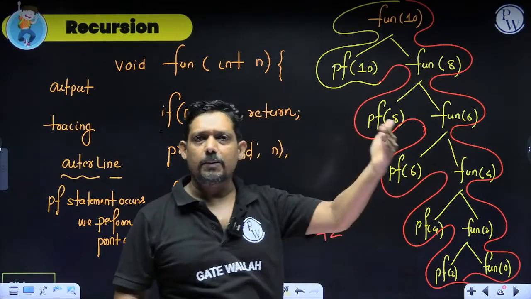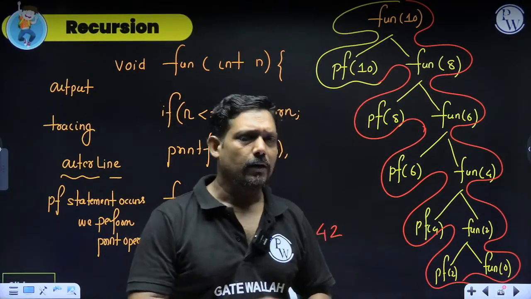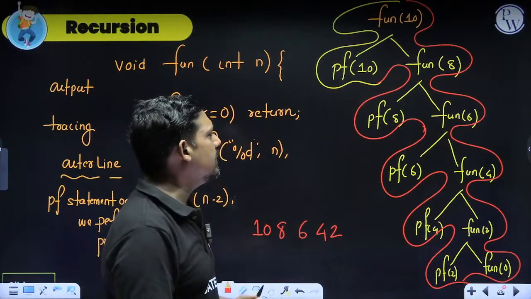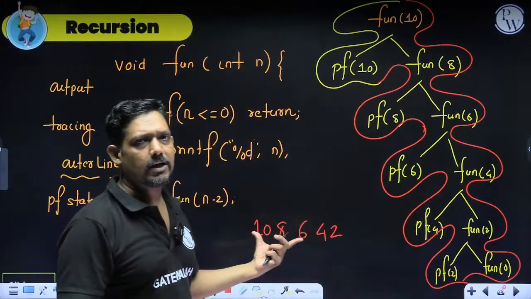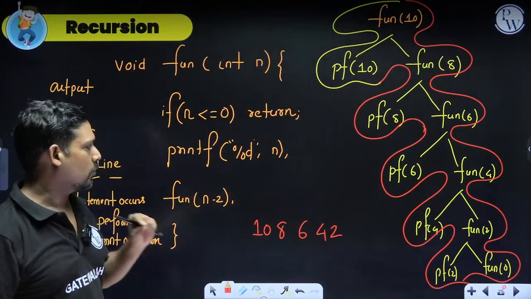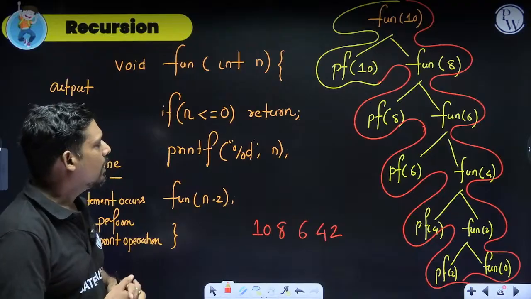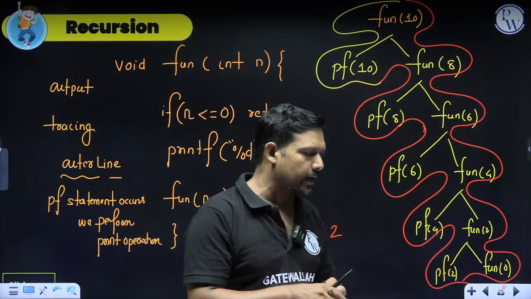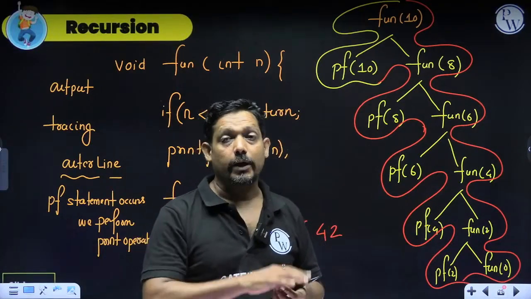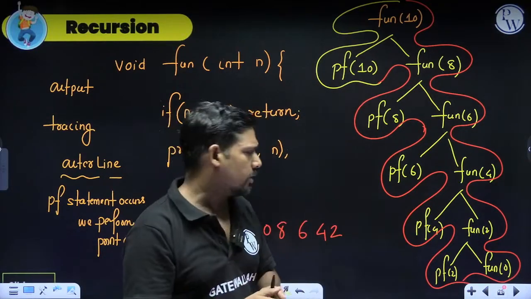So it will keep on control transfer, and this control transfer can be easily demonstrated or captured by tracing, and in that case the output will be 10, 8, 6, 4, 2. Okay, this is the tail recursion. Now one very important point that you can observe, and later you can use this one, is a small shortcut.